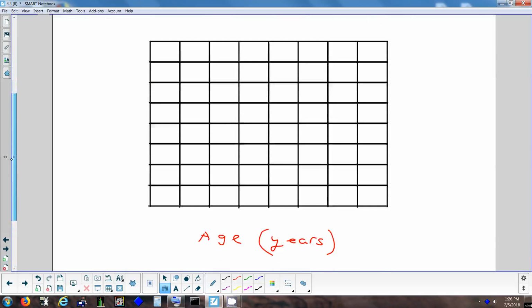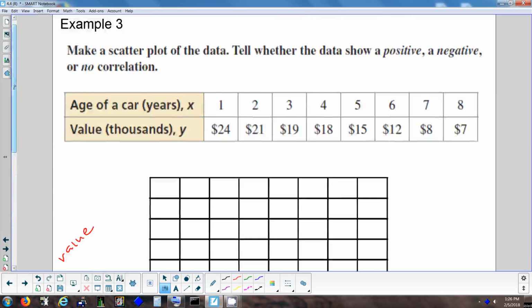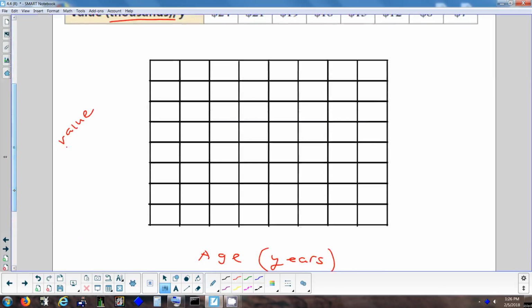Savannah? The value. That's the value. Right, you have to tell the person it's in thousands. So that doesn't mean if the car is 1 year old, it's worth $24. That's 24,000. Okay? If the car is 4 years old, that's 18,000. So value in thousands.